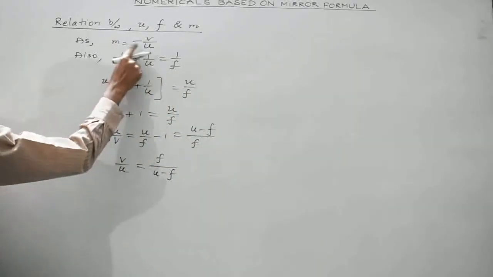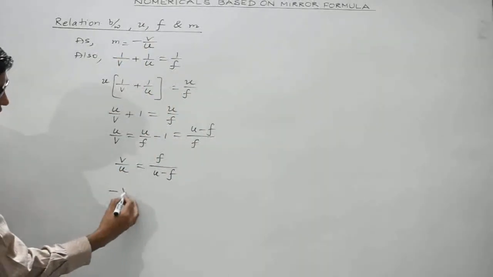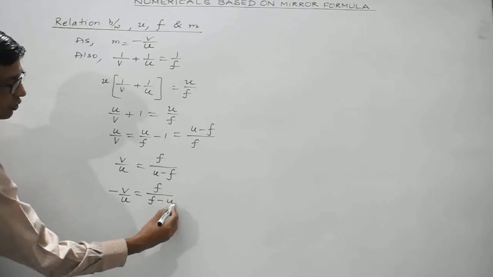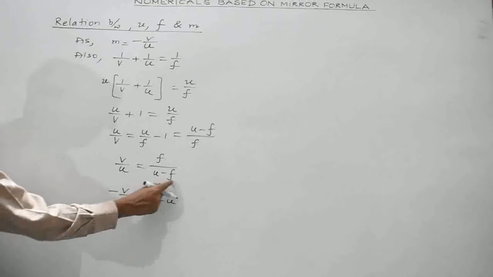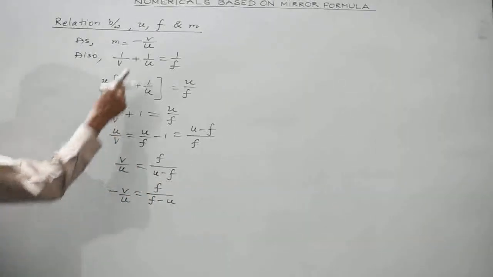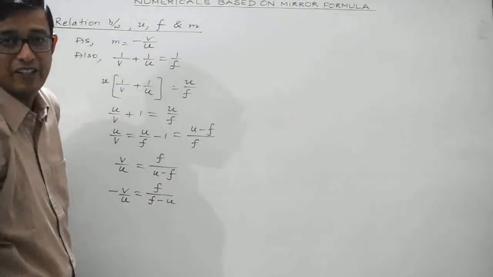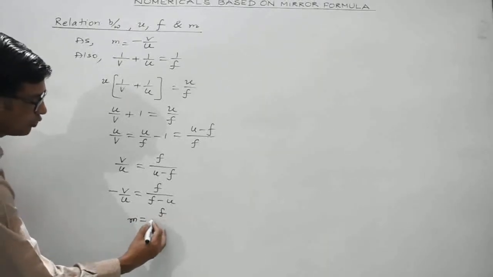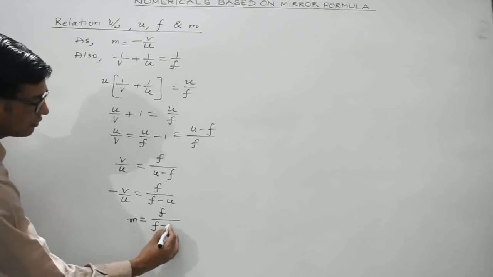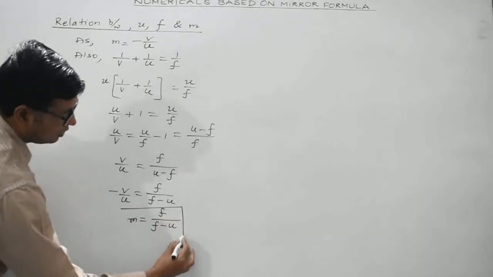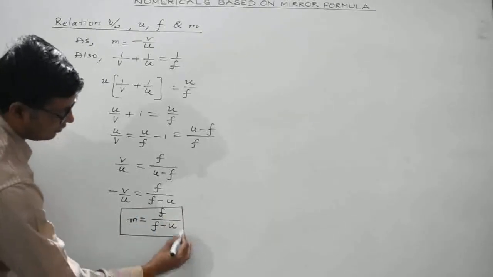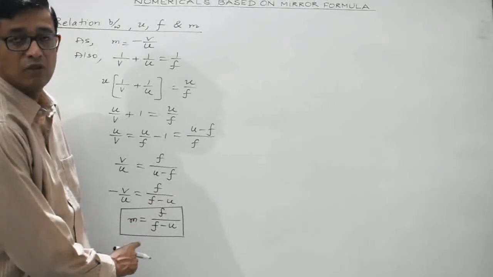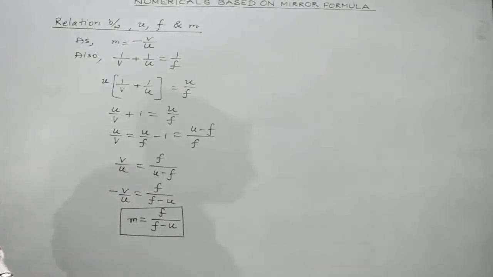Now linear magnification is minus v by u. So minus v by u would be equal to f over f minus u. In order to obtain this negative sign, I will interchange this term. And minus v by u is equal to linear magnification, isn't it? So linear magnification in terms of f and u would be f divided by f minus u. So this is an important formula. There is the relationship between the linear magnification, object distance and the focal length.